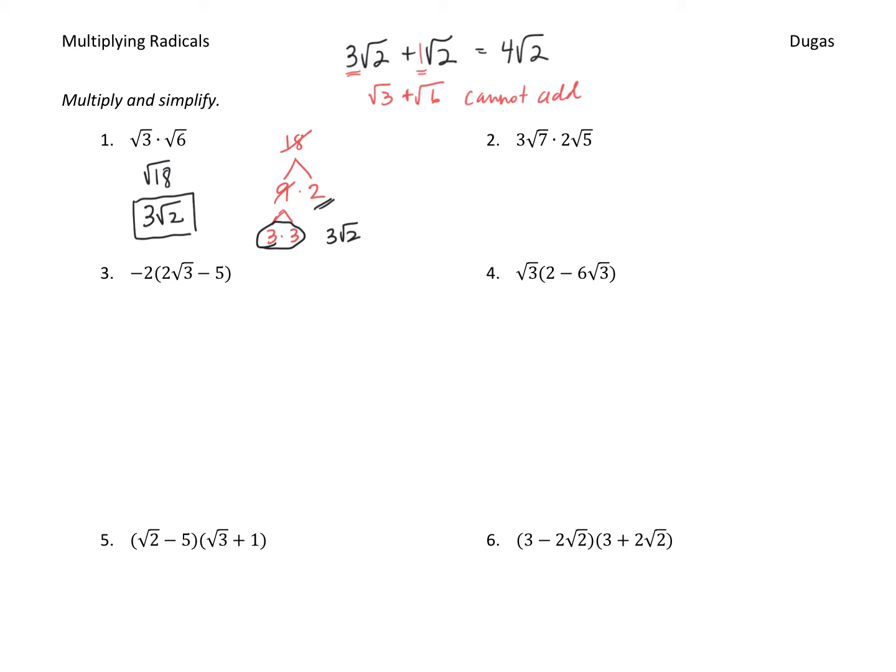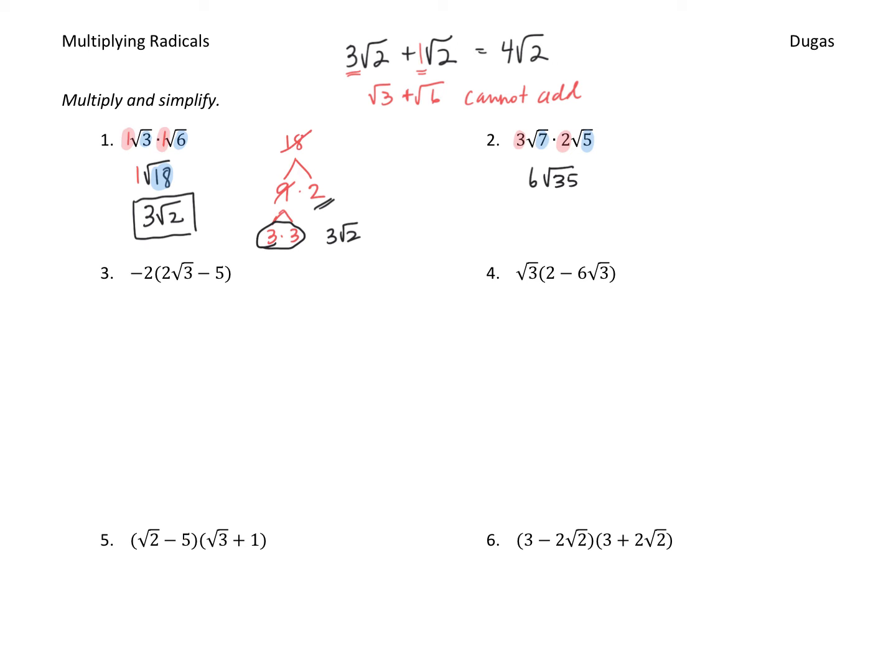Number 2, it looks a little different, but they're both square roots. You can multiply these. What you do is you multiply outside with outside and inside with inside. So 3 times 2 gives you 6, times the square root of 7 times 5 gives you 35. On the previous one, we really did the same thing. If you notice, outside with outside, there's nothing there, but it's understood to be a 1. And 1 times 1 would give you the 1 out front. And then the 3 times the 6 is where we got the 18.